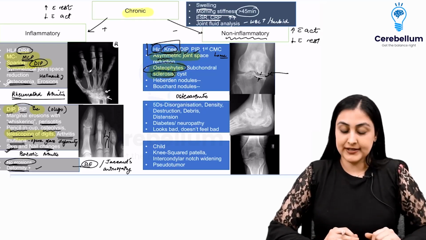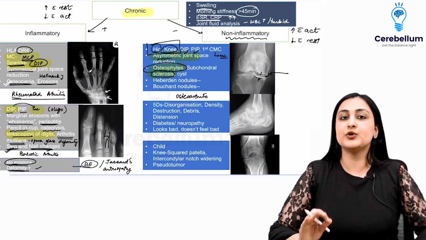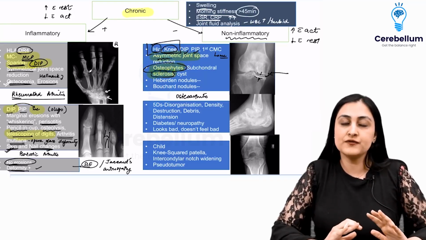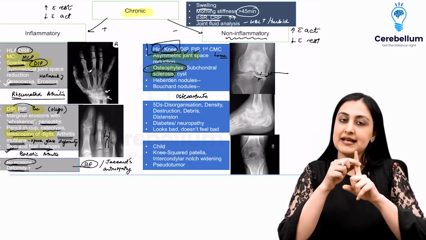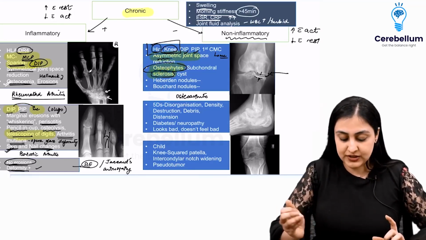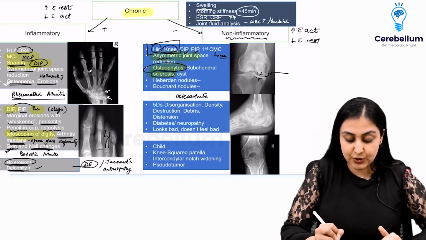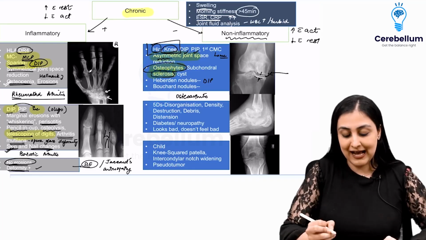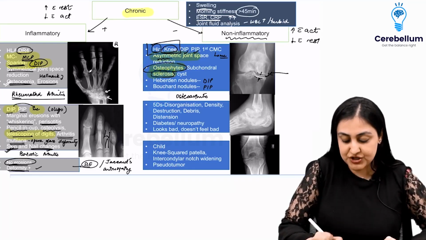So now in osteoarthritis, also remember that we have subcutaneous nodules. There are two kinds of nodules, one at the DIP and second at the PIP. At the DIP, that is the distal interphalangeal joint, the nodes that we have are Heberden nodules, and the nodules that we have at the PIP are called Bouchard nodules.